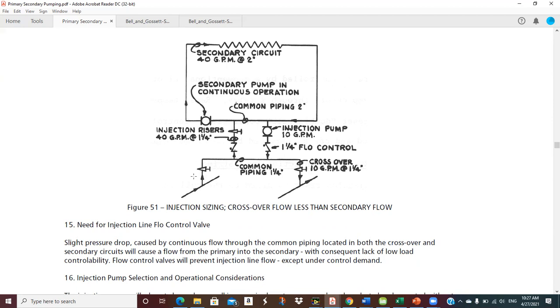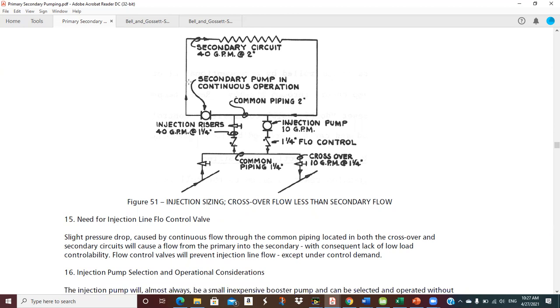But anyway, I got 1 1/4 inch pipe, all of which is expected to see a maximum of 10 GPM. But up here, since I got 40 in my secondary, I have to have 2-inch pipe. So that's, I think, pretty common sense.